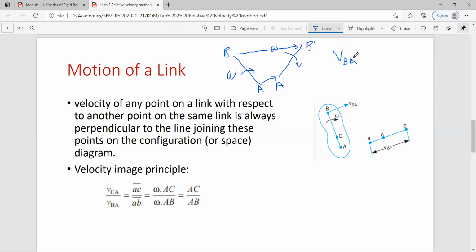So if I have to draw this vector, I have to label it. I have to give it some name. What will be the name of it?